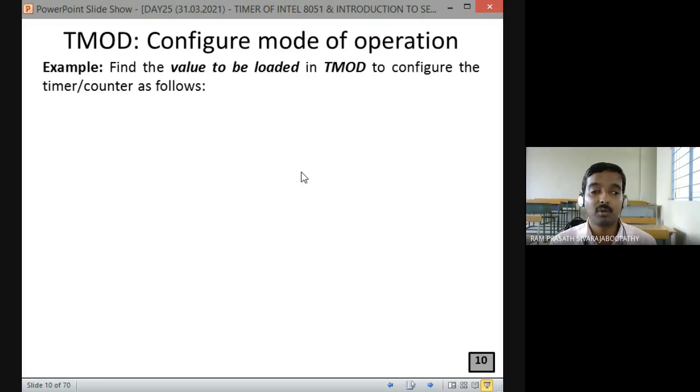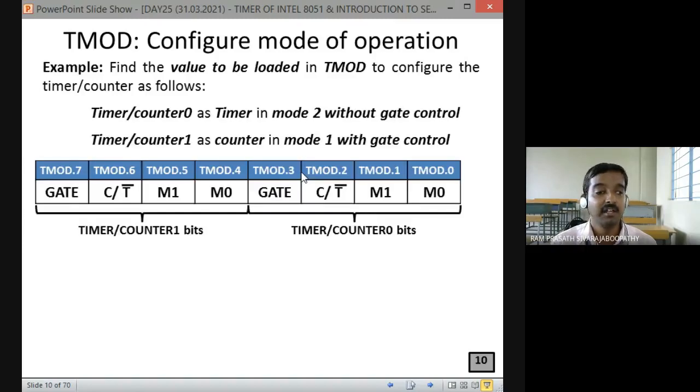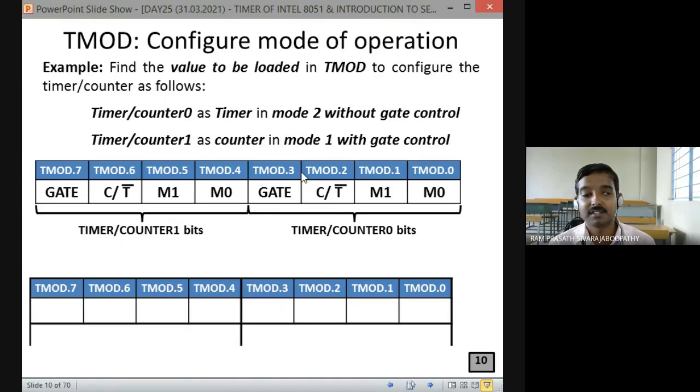Find the value to be loaded in Tmod register to configure the timer or counter as follows: timer or counter 0 as timer in mode 2 without gate control, and timer or counter 1 as counter in mode 1 with gate control. Can you people find the bits?